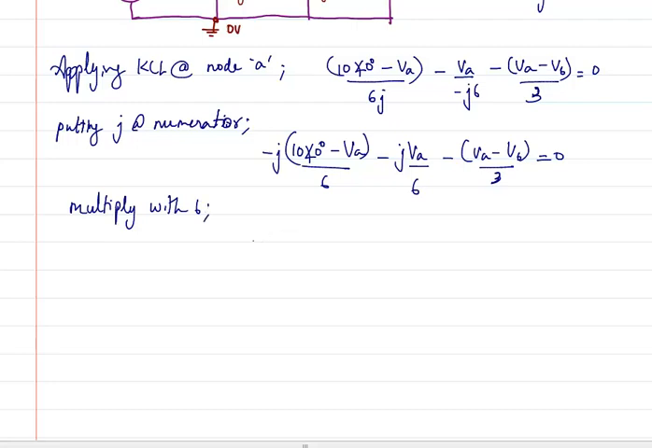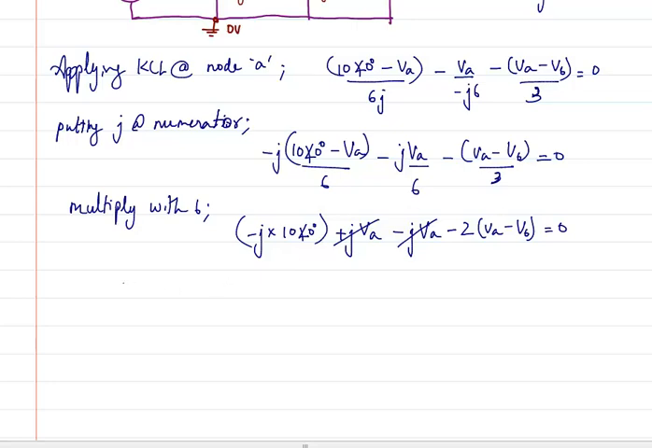So I will basically write minus J into 10 angle 0 degree, that is 1. Then minus of J into minus of VA, I will get plus J VA. Then second one minus J VA, then minus of 2 times VA minus VB is equal to 0. So now as you can see, minus JVA plus JVA will cancel off. This one we can take to the other side.